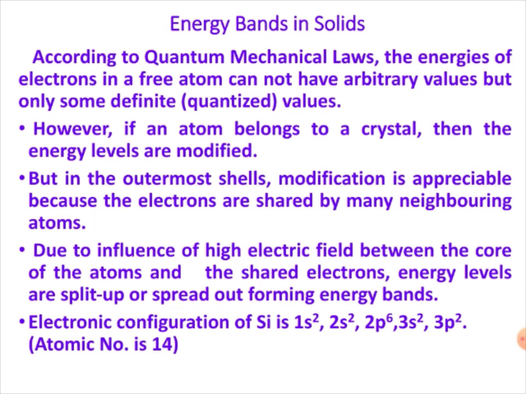Let's take up either silicon or germanium. Silicon being the most abundantly found in nature, let's take it up. The silicon atom has atomic number 14, and its electronic configuration is 1s2, 2s2, 2p6, 3s2 and 3p2. Actually, the p subshell can accommodate 6 electrons, but out of that 6, only 2 are filled, 4 are empty.